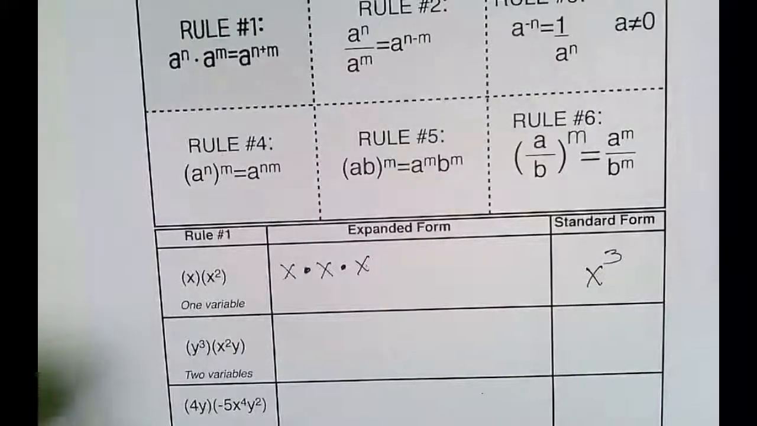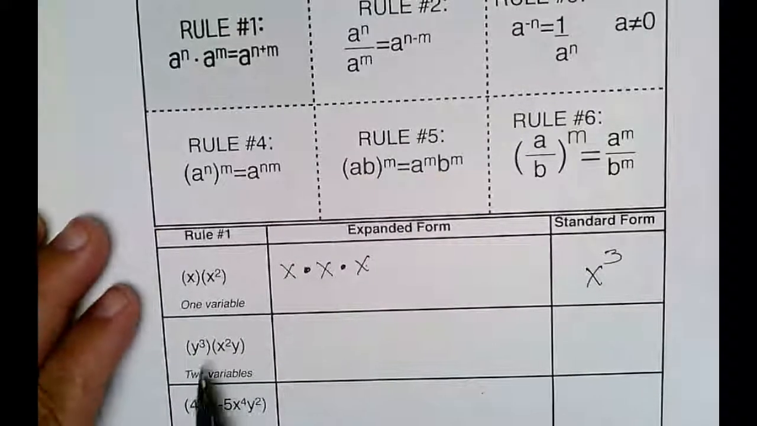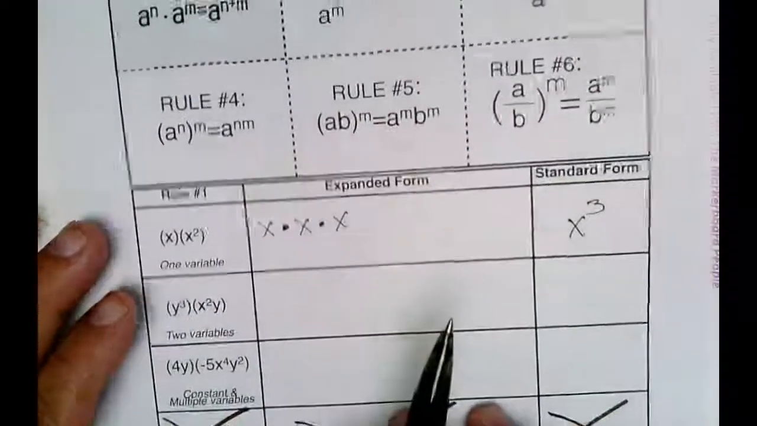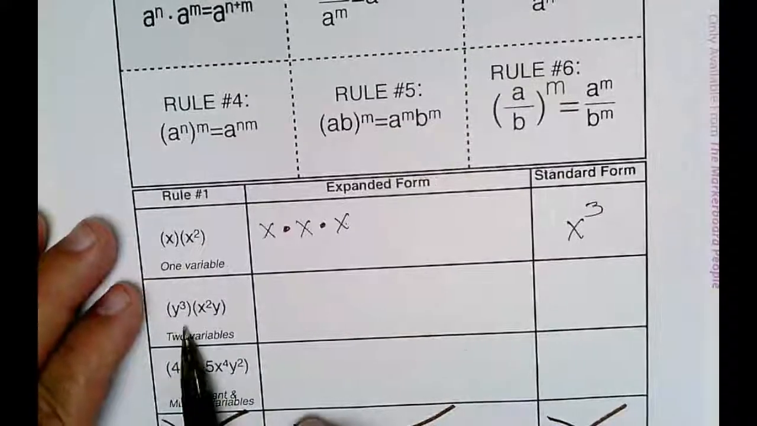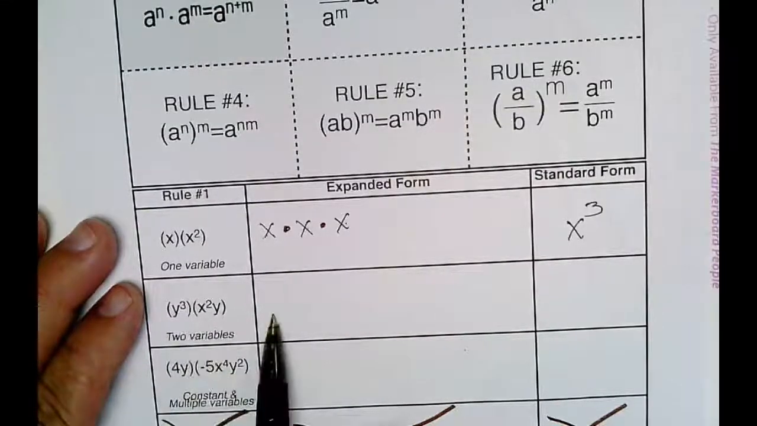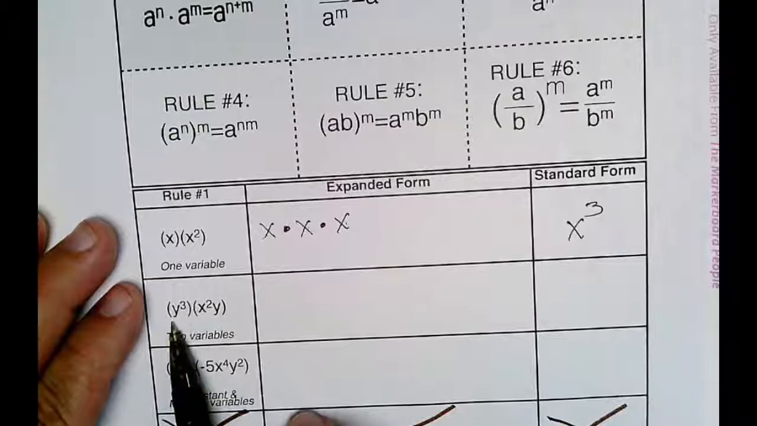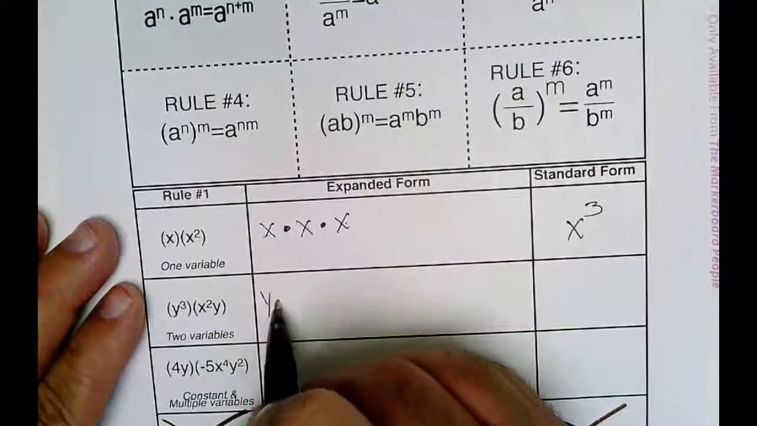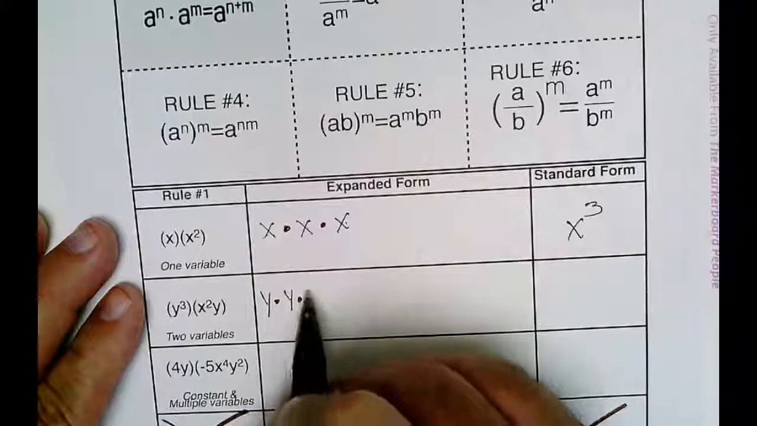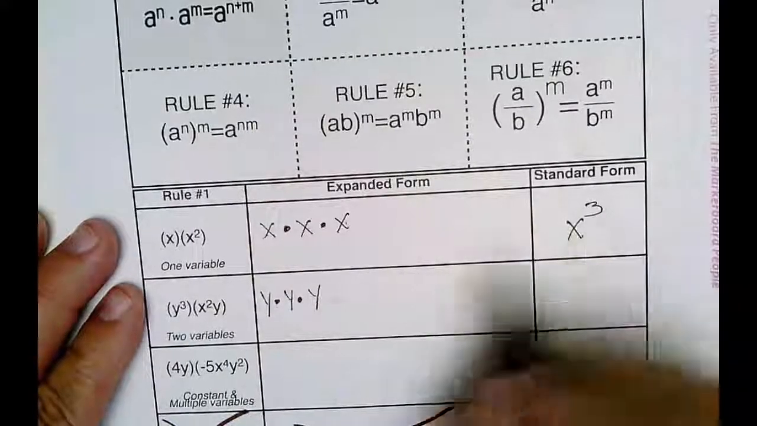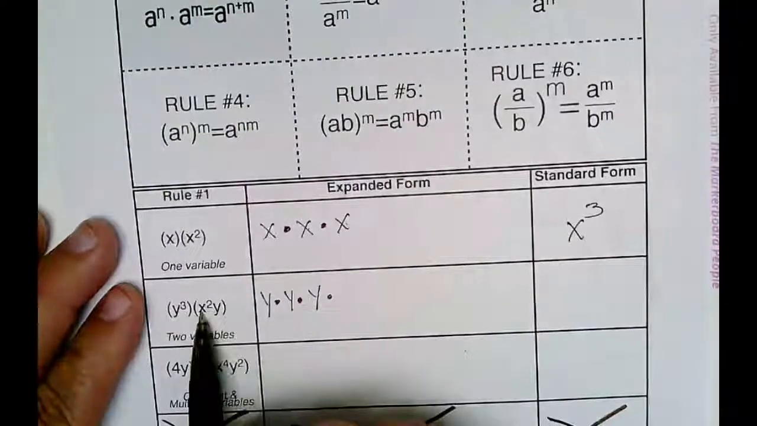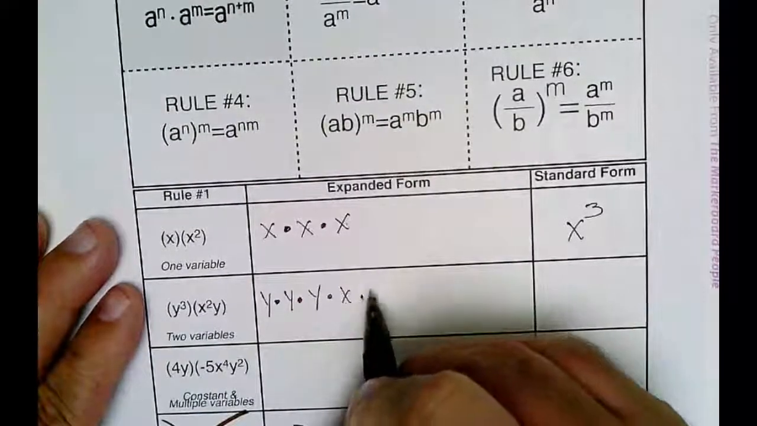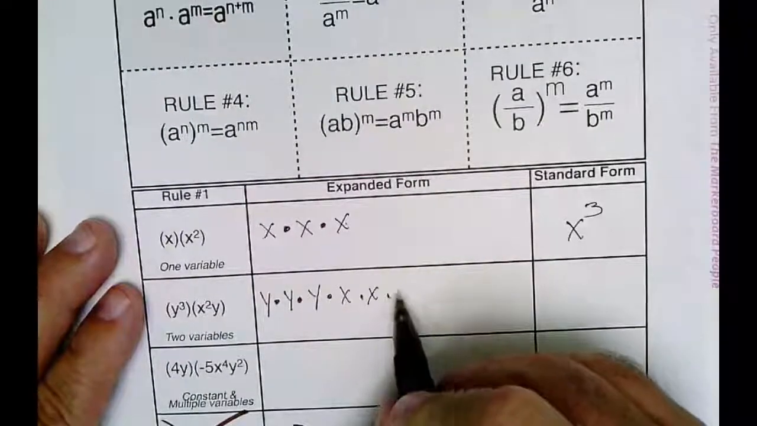Okay, now here's what I was saying. We can only combine what we have combined here. So the y's have to be combined with the y's and the x's have to be combined with the x's. Okay, so again, let's write this in expanded form. So again, I have y to the 3rd power, or y cubed. So that's y times y times y times x squared, so that's x times x.